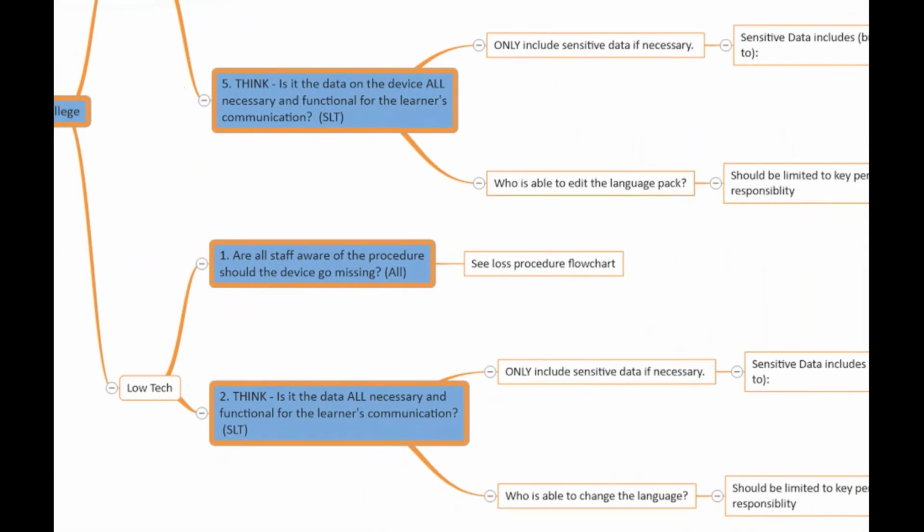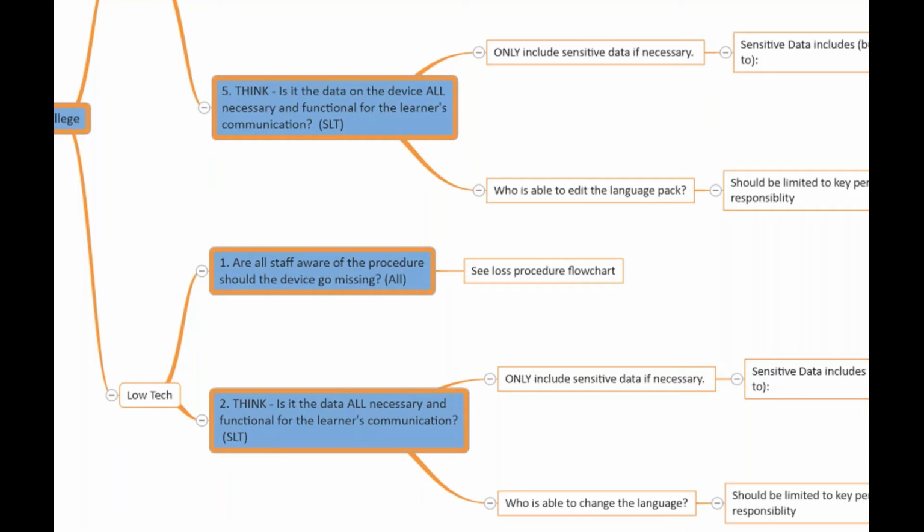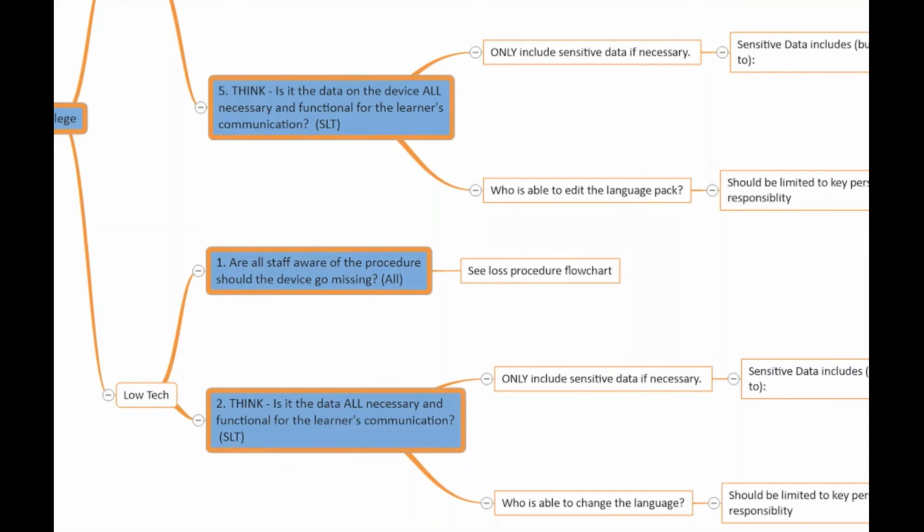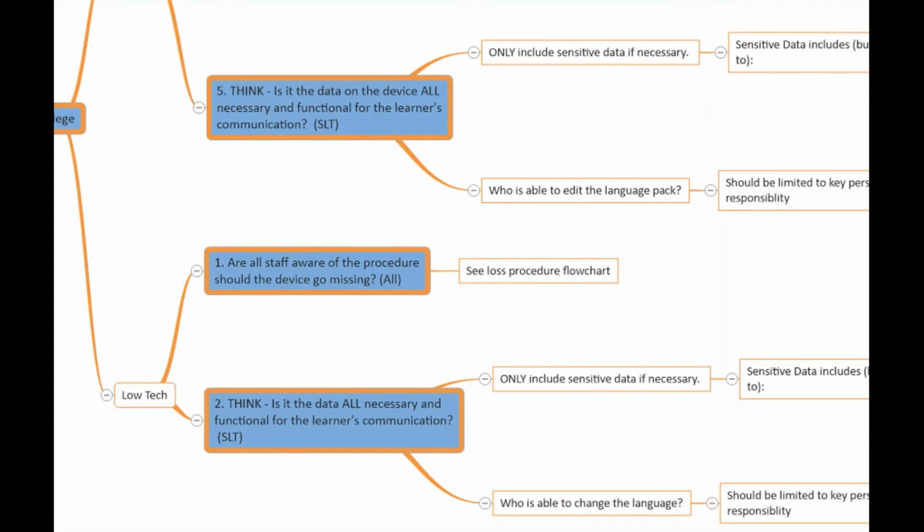So let's move on to low-tech devices. That's pretty much the same process, but you're cutting out all of the background stuff that needs to be done about MDMs and things like that. Essentially, it's down to all staff being aware that should that communication aid, that book, that sheet, whatever it is, go missing, then everyone knows that they need to report that. And they need to take care of that beforehand, to prevent loss.